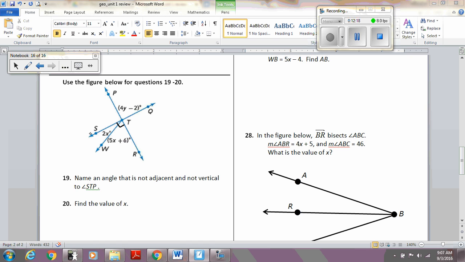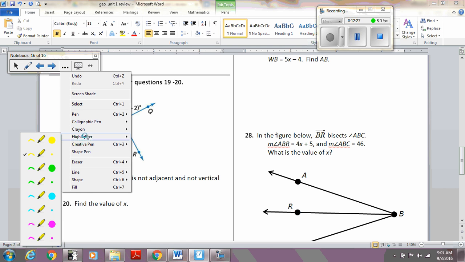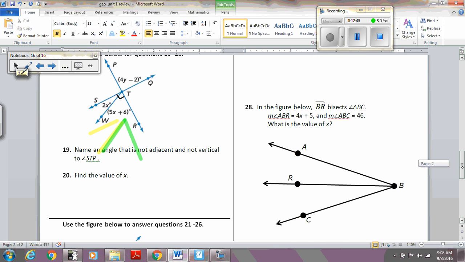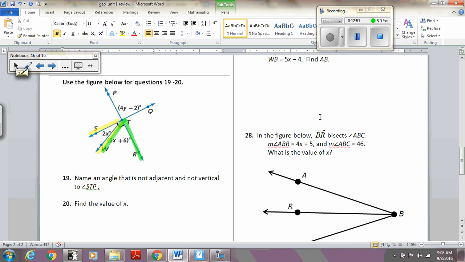X is found in STW and WTR. So what you should realize about these two angles is that they are a complementary pair. Since they are a complementary pair, together they add up to 90. Good.